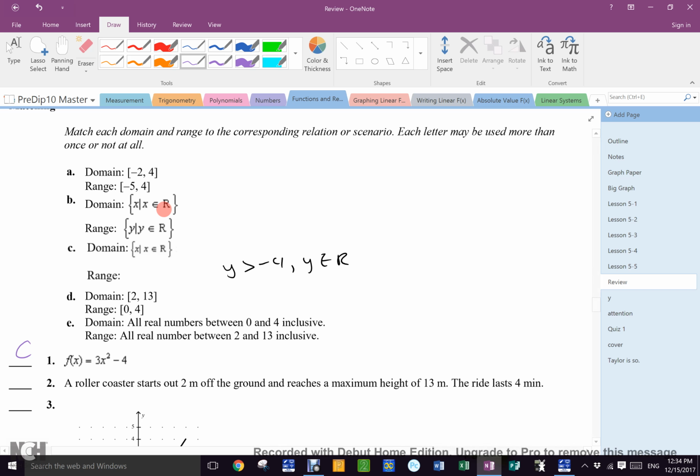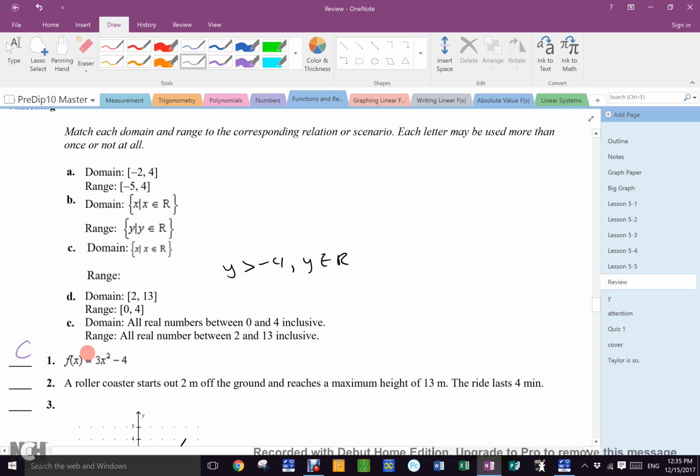Now, almost everybody looks at this and says, well, I can take every single X number in the universe, square it, multiply it by 3, and take away 4, right? So the domain is definitely all real numbers. But what happens to a negative number? What happens when you use 0? What's the y value?